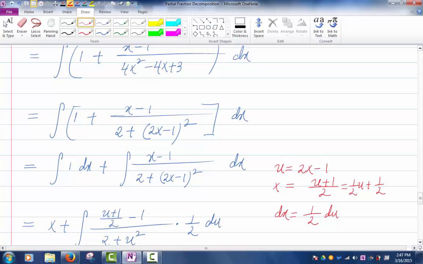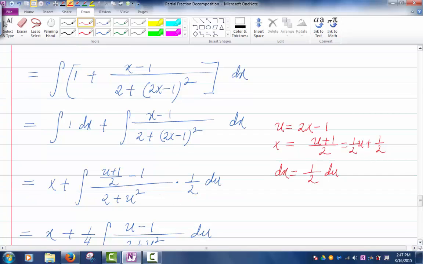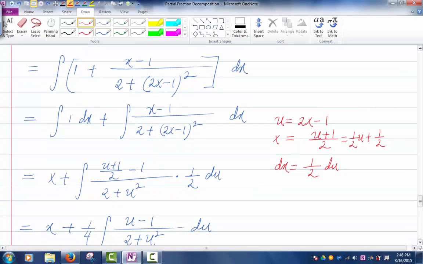Once you have that, you're going to do a substitution. Take u to be 2x minus 1. If you take u to be 2x minus 1, what is x? x would be (u plus 1) over 2. That's the same as half of u plus half. So that tells you dx would be half du.